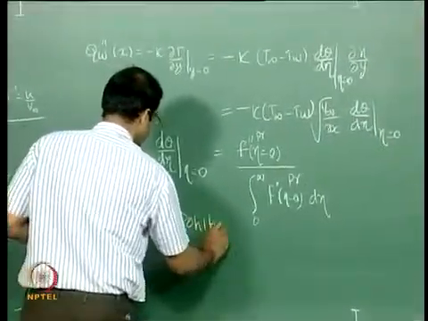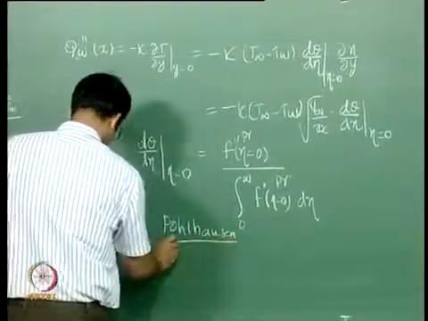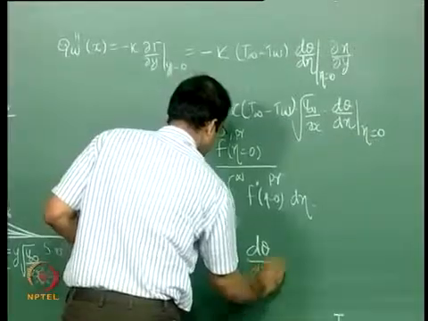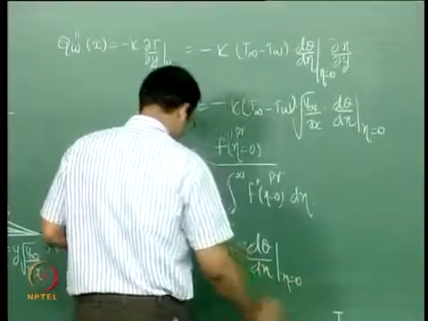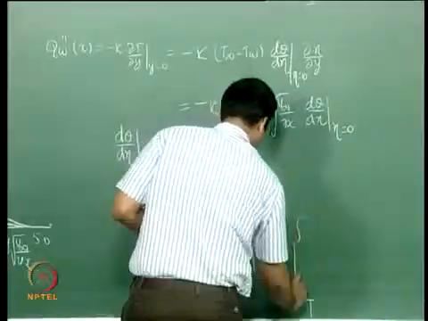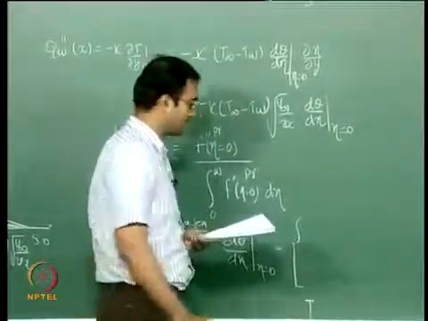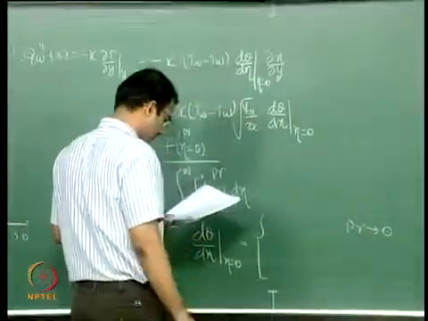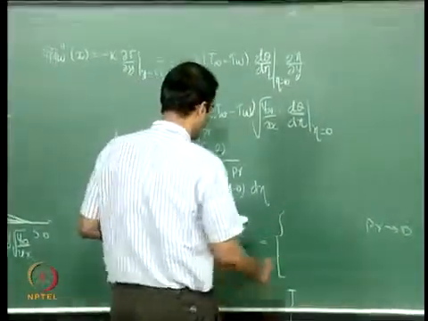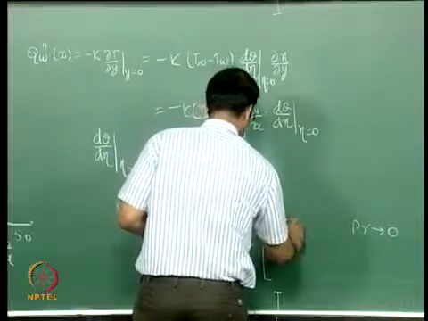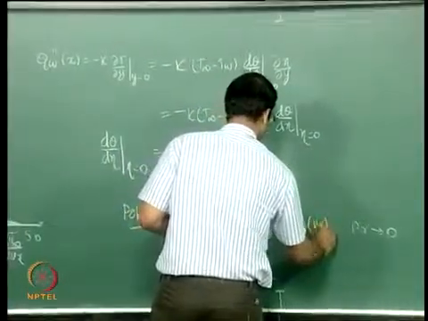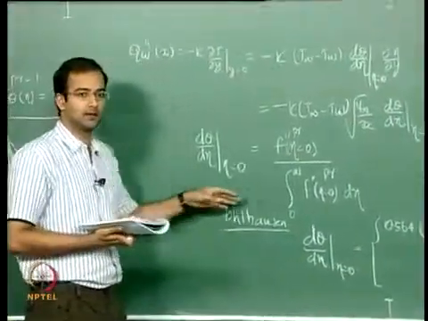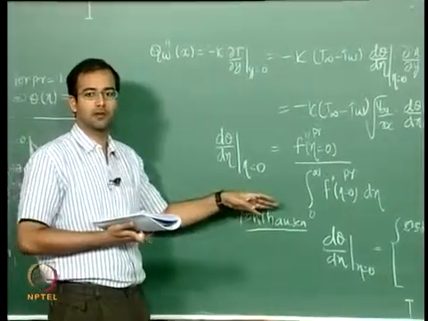Pohlhausen's solution was expressed as d theta by d eta at eta equal to 0 for the case where your Prandtl number was extremely small, Prandtl number approaching 0. For such a case he found the curve fit like 0.564 times Prandtl number raised to the power half. This was the best fit which can describe the approximation for extremely low Prandtl numbers.